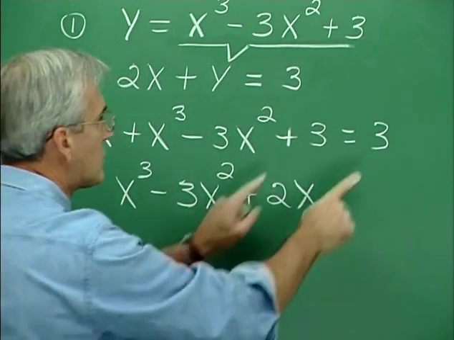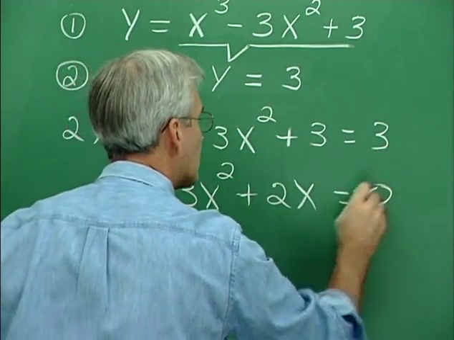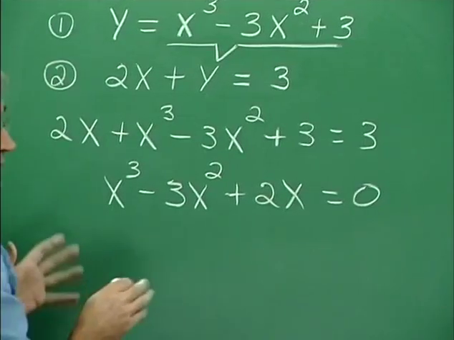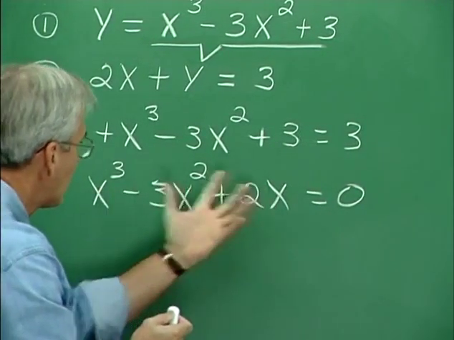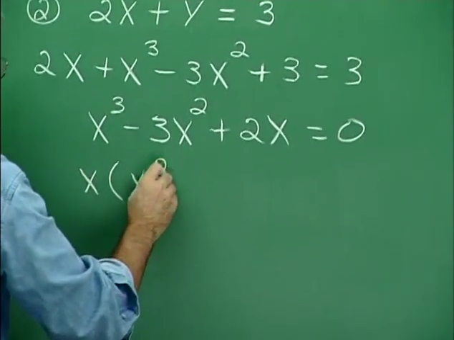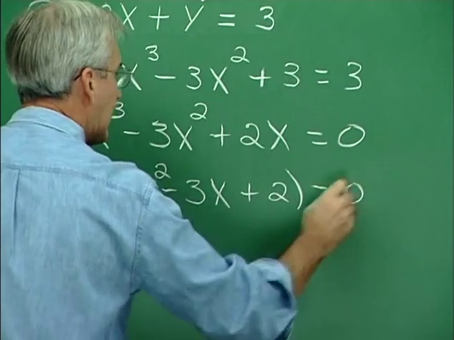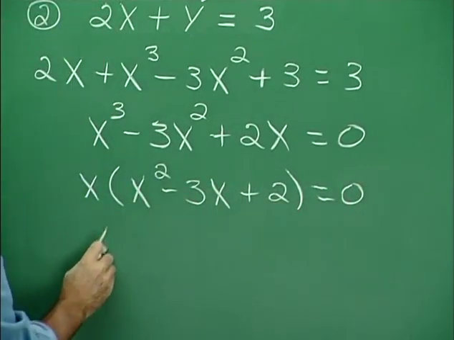And I'm noticing that if I subtract 3 on both sides, that both of these constants go out. So I have equals 0 here. Now I'd like to solve by factoring. I can snag out a common factor of x, and I'm left with x squared minus 3x plus 2. And then I'd like to factor the quadratic factor.